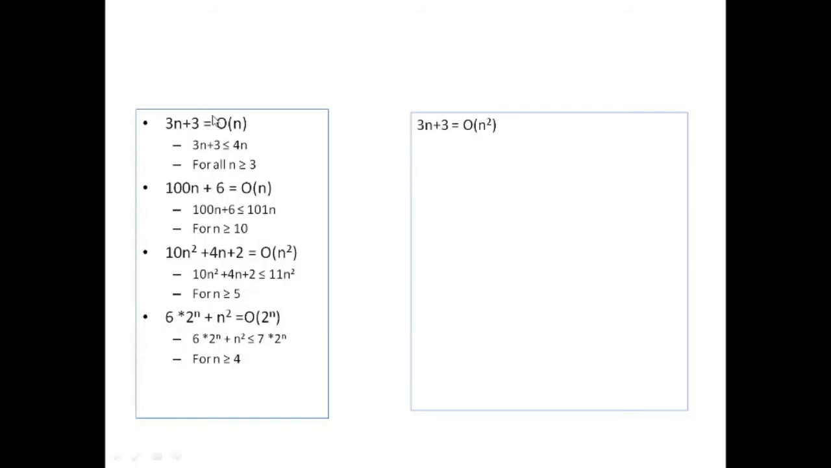So if you look at this example, 3n plus 3 is order of n. So we said c is 4 and n naught is 3. Now these values are actually not unique. We can also write 3n plus 3, our f of n, is less than or equal to some constant c into n, that is order of n, right?